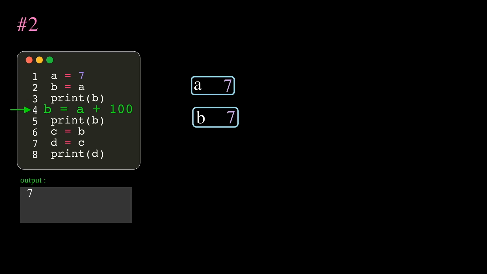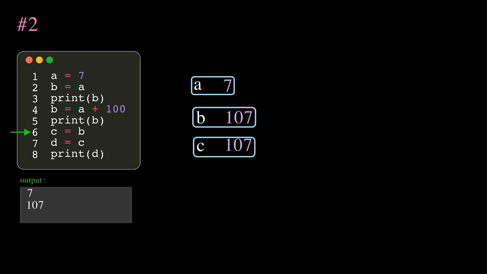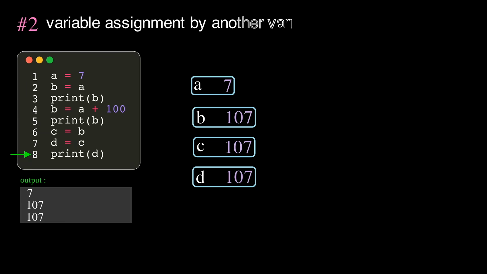In line number 4, variable b is assigned a plus 100. Since a is on the right side of the equal sign, we treat variable a as if we're treating its value directly, which at the moment is 7. So b is reassigned as 7 plus 100, 107. In line 6, c is assigned b, so c is going to store the value of b. In line number 7, d is assigned c, so d also stores 107. So the lesson here is all about assignment of one variable by another variable.